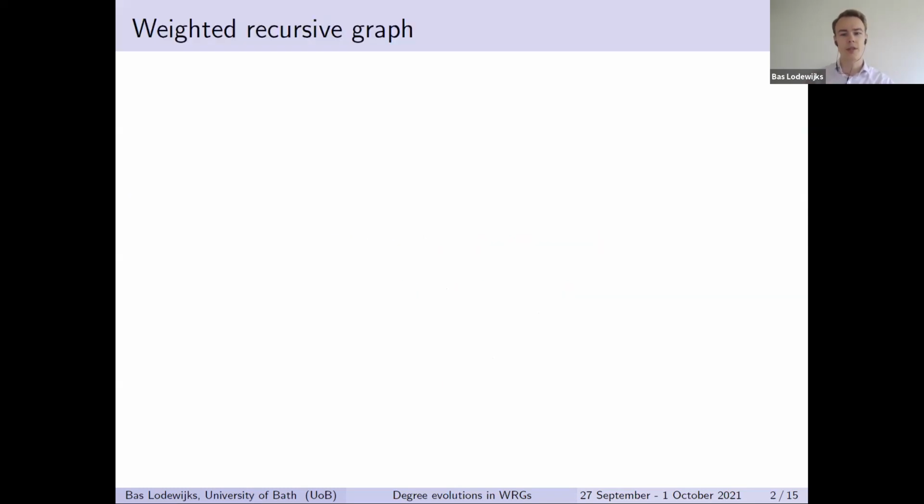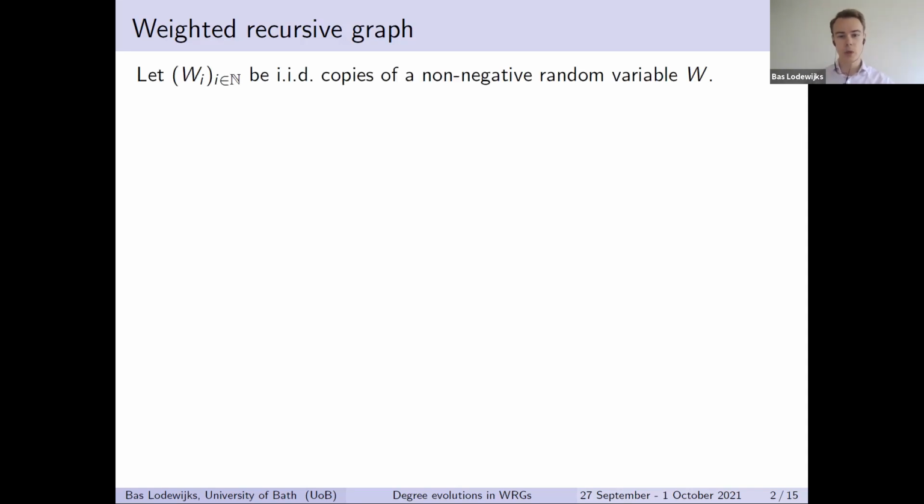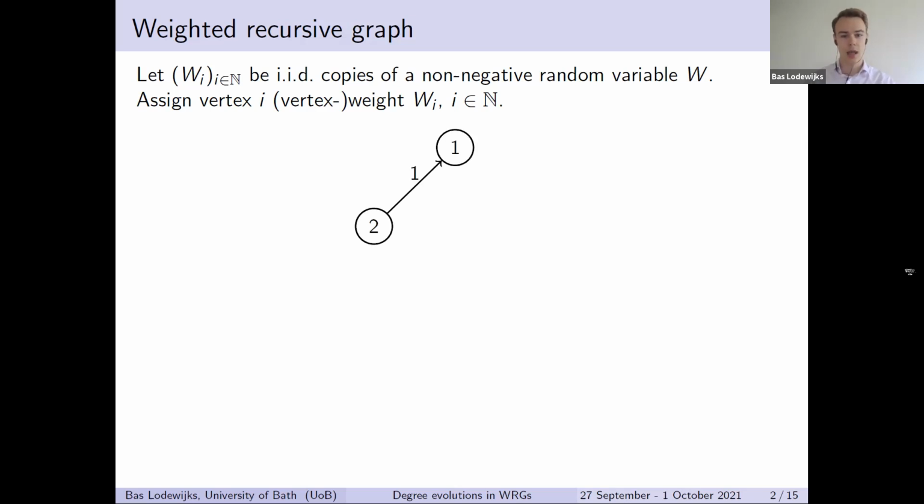So what is this weighted recursive graph model? Well, we start with a sequence of vertex weights w_i, which we will take to be i.i.d. random variables here, and we assign every vertex i a vertex weight w_i. And then the evolution of the graph depends on these weights as follows. We start with a single vertex 1, and we connect vertex 2 always to vertex 1.